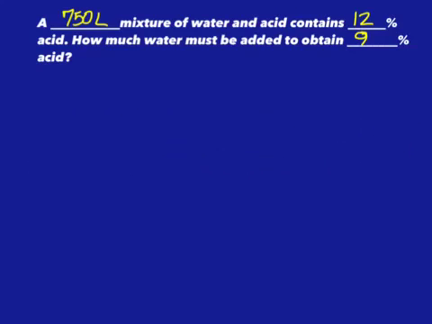Example. You start out with 750 liters of a mixture of water and acid, and it contains 12% acid. How much water must be added to obtain 9% acid? You multiply your total amount by the 0.12. 750 times 0.12 is 90.